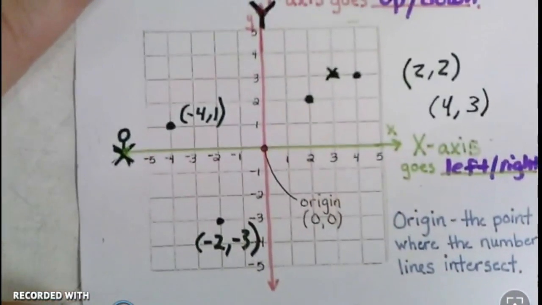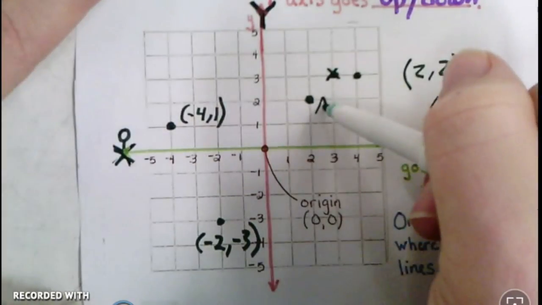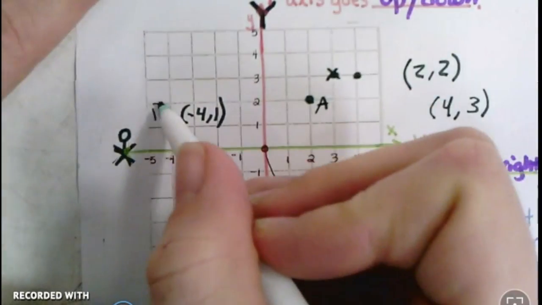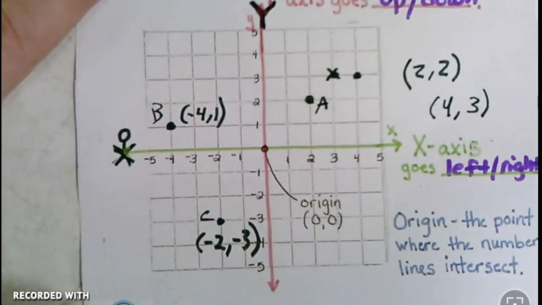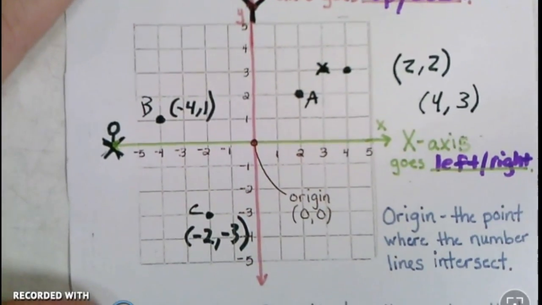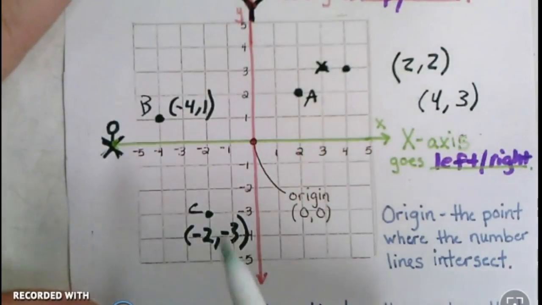Okay, and each point is usually labeled with a letter. So this might be point A, and this could be point B, and this could be point C. So if I asked you the coordinates of point B, I would say -4, 1.